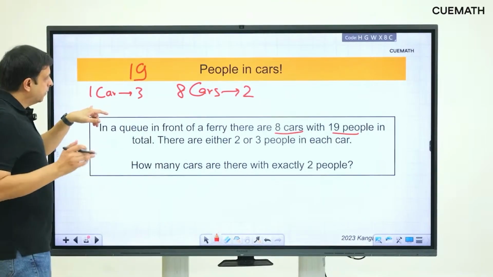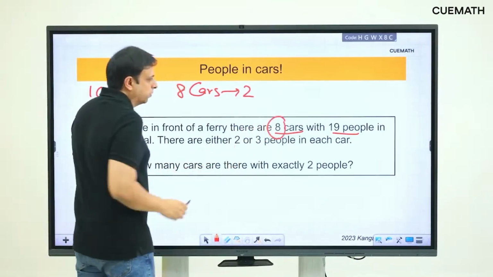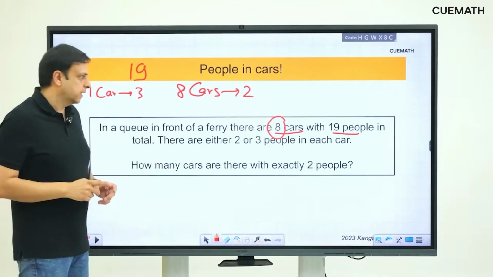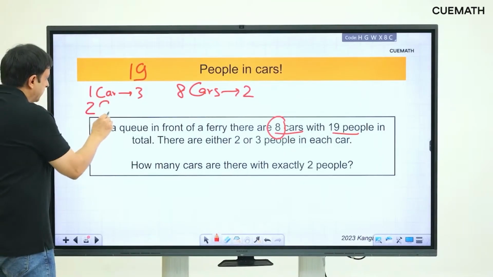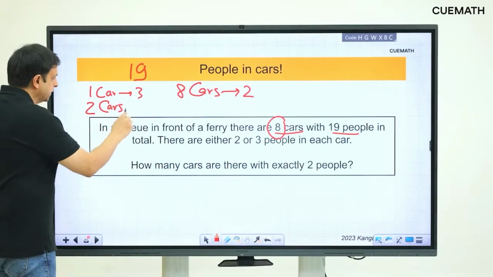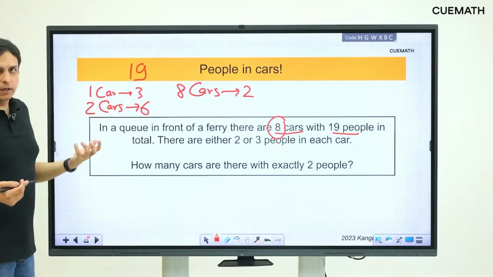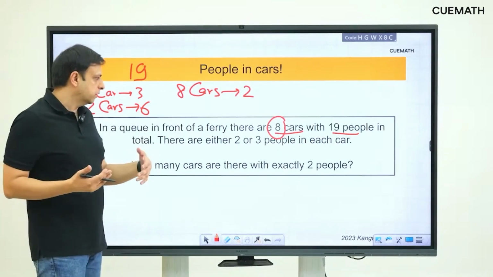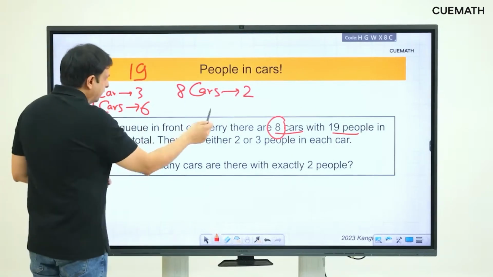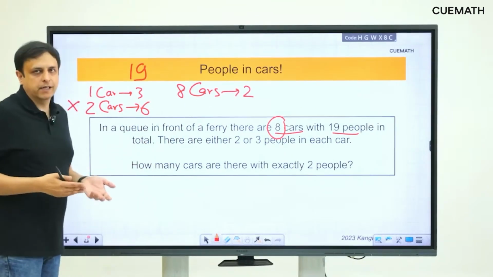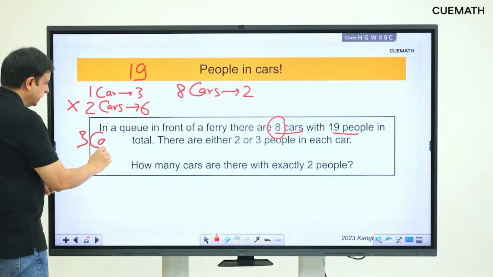But then the number of cars would be 1 plus 8 or 9. But we are told that there are 8 cars only. So we need the number of cars to add up to 8. So if we had 2 cars instead of 1, if we had 2 cars with 3 people each, then there would be 6 people in these 2 cars and 13 people left over. But we know that every car has either 2 or 3 people. So this possibility is not possible, because you can't have 13 people accommodated evenly in any number of cars. So let's go to then 3 cars with 3 people each.